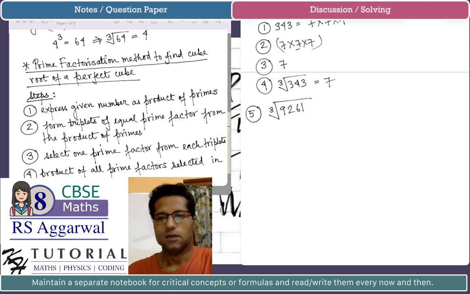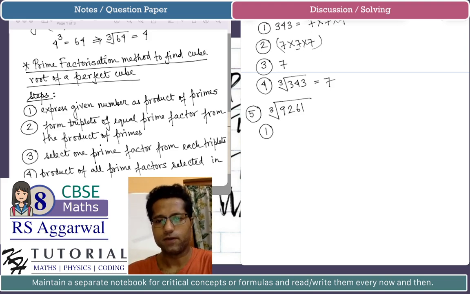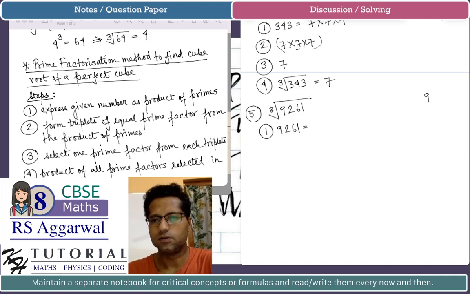Okay. So now I really struggle in doing the prime factorization of a number, but anyway, let's try. First we have to find the prime factorization of the given number 9261. So let's do the prime factorization of the number 9261.